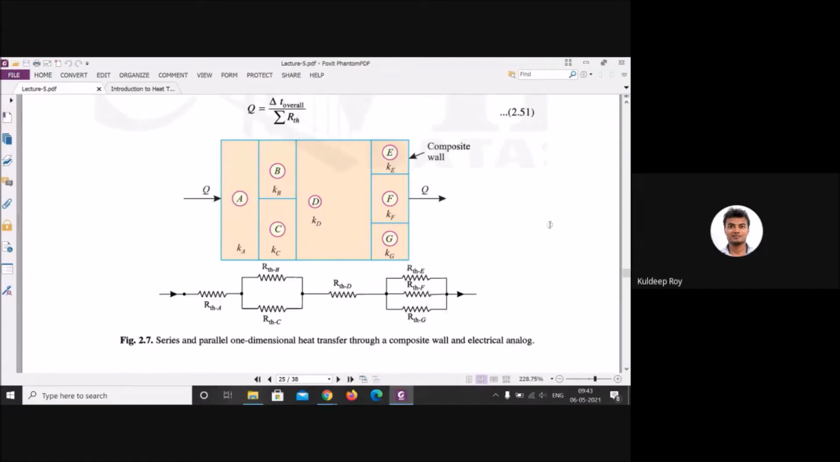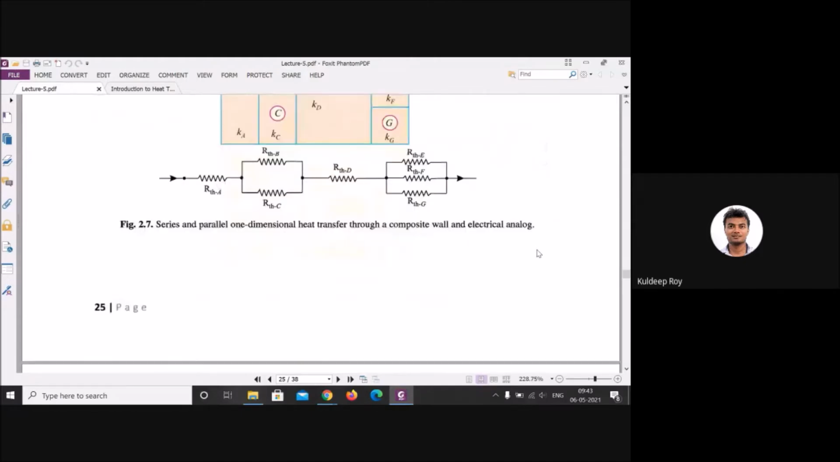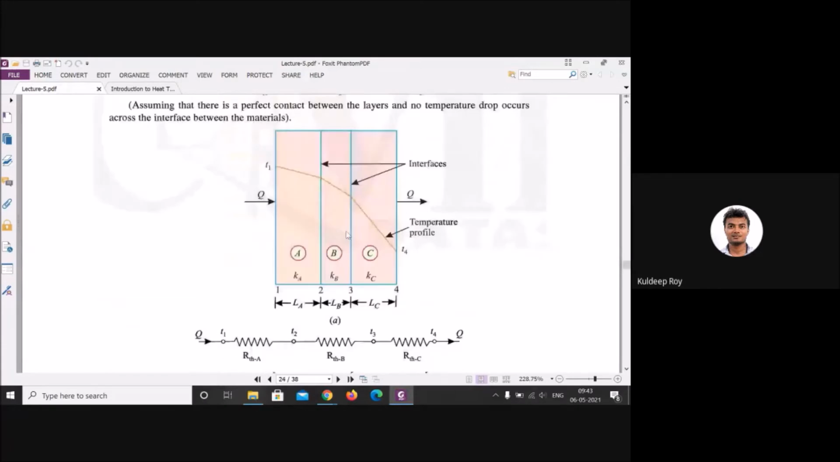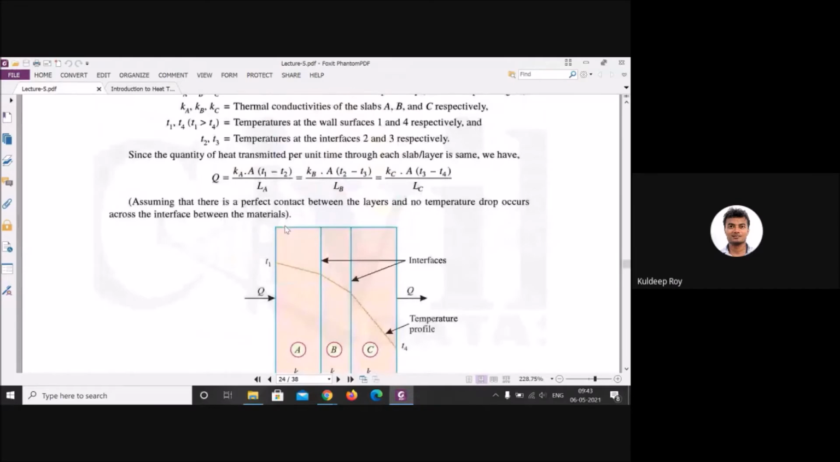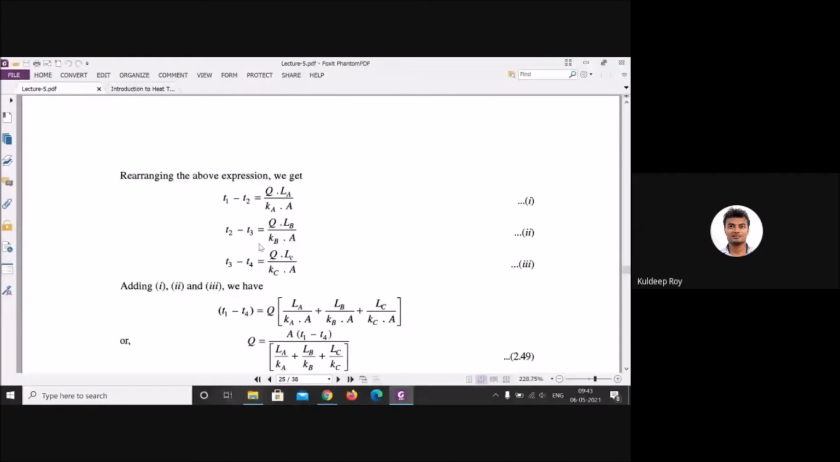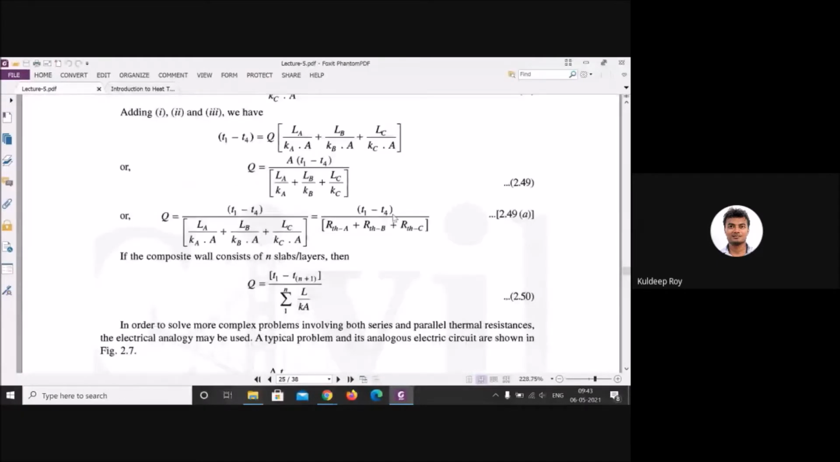Okay, the same thing we will use. I think you have got a little bit of an idea about how you will approach the composite wall. It is similar to the single wall, but you have to keep in mind how you will approach it and how you will apply this formula and the final formula that you have derived, Q equal to T1 minus T4 divided by all the resistive forces added.